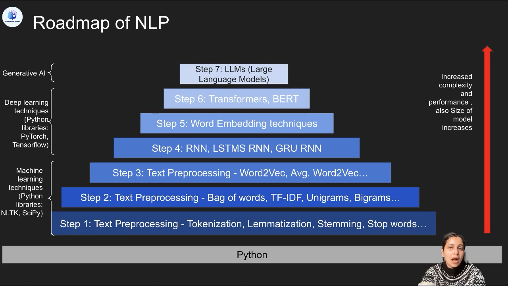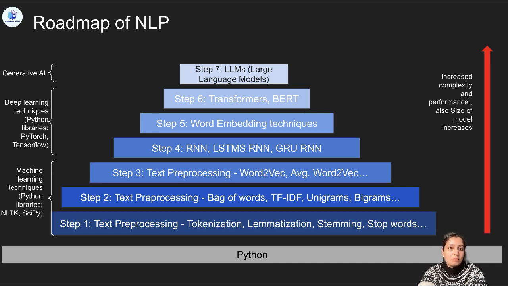So as we go higher up in this, the complexity increases, the performance increases, as well as the size of the model will also increase. Now step 4 is the deep learning technique, which is recurrent neural networks, LSTM recurrent neural networks, GRU RNNs. These models are essential to understand natural language processing. Now, step 5 is word embedding techniques. There are a lot of techniques under the word embedding umbrella, which we will touch upon here.